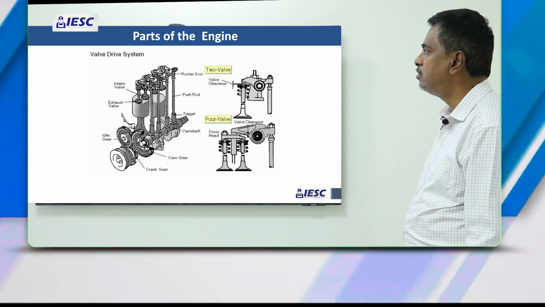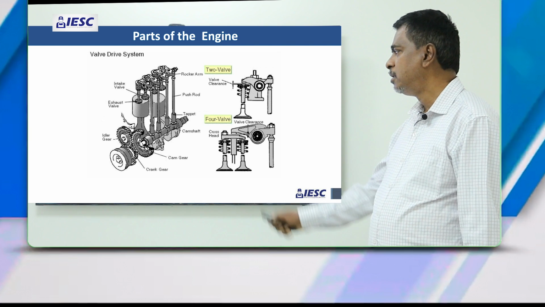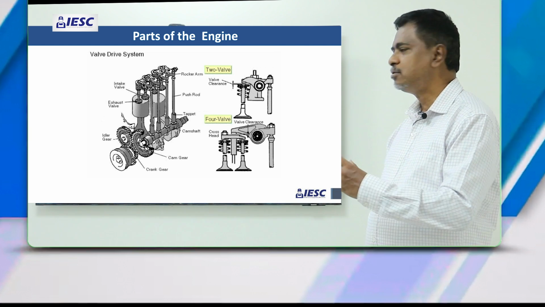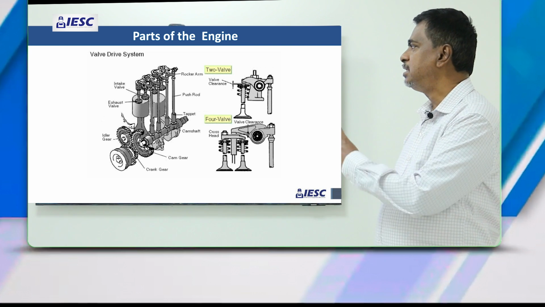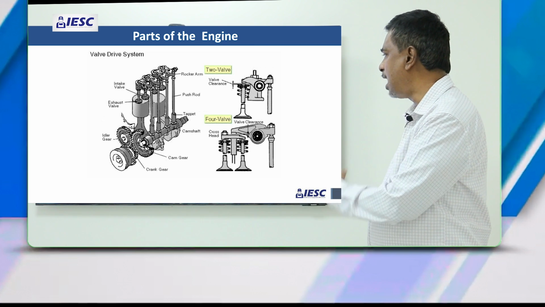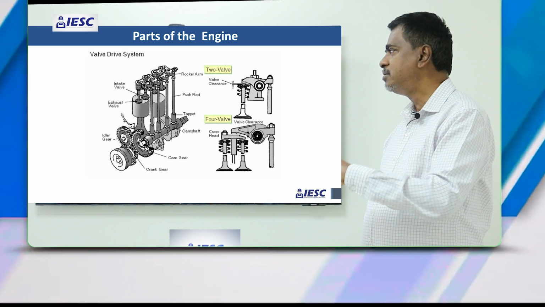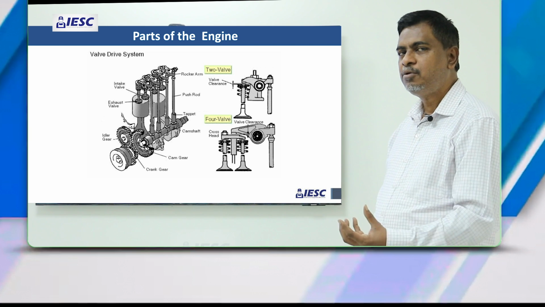Now you can see how the valve drive system works, and then you can see the camshaft. The camshaft has cam lobes which push the push rods, which in turn lift the rocker arm and push the valve. That's how the valves are operated, and the valves are fitted above the cylinder, which is above the piston.